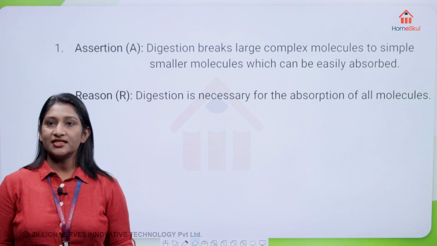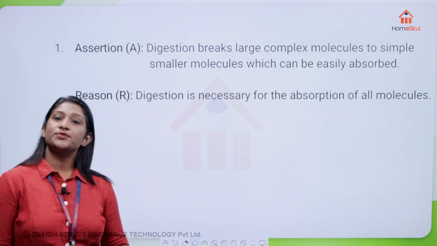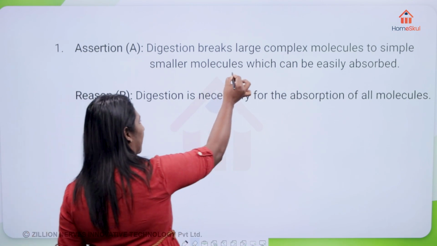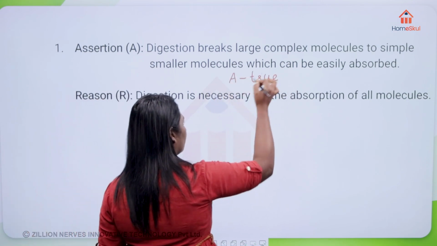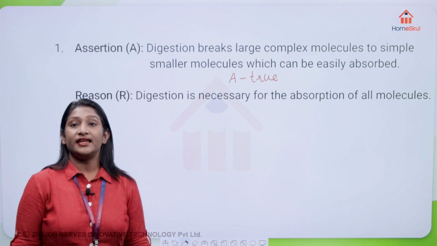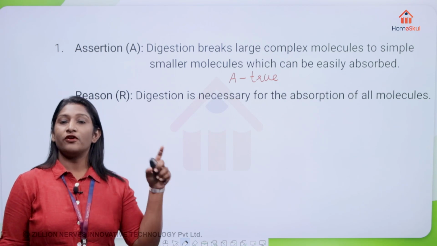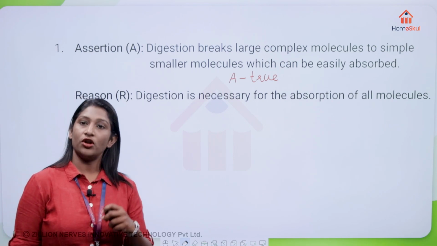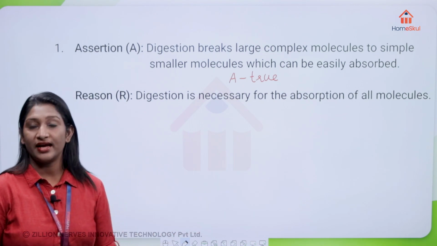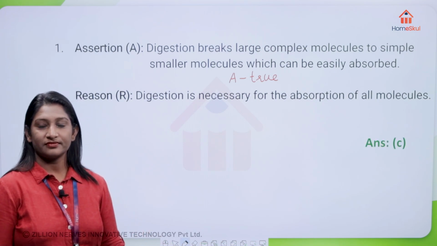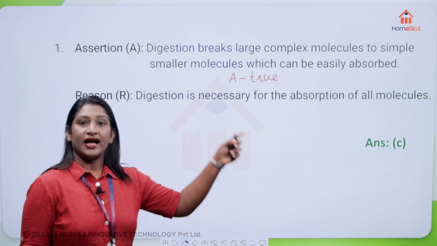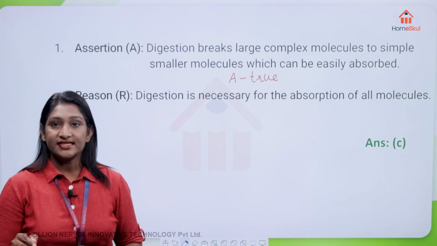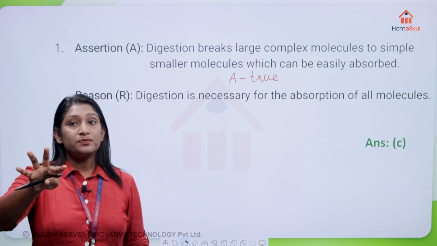Digestion breaks large complex molecules to simple smaller molecules which can be easily absorbed. Okay, see, I am just writing assertion, that is true. And what about the reason? Digestion is necessary for the absorption of all molecules. Is the digestion necessary for absorption of all molecules? Just think, and I will display my answer and tell me whether it is correct or wrong. Assertion is true and reason is false, it says. And my question is, is digestion necessary for the absorption of all molecules?